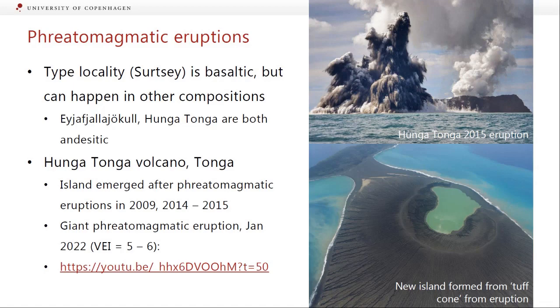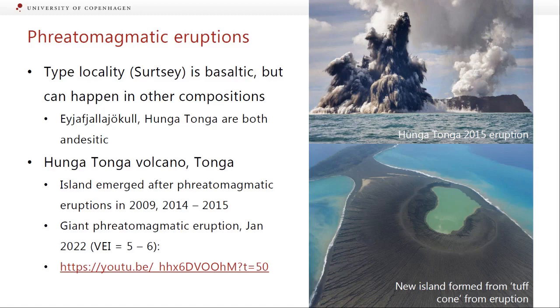Hunga Tonga is really cool because it went off this year. This island emerged in 2009, and there was another big phreatomagmatic eruption in 2014 to 2015. This is the 2015 eruption. You can see it's fairly explosive, and we have a big volcanic plume here and some kind of ash and gas column here. And what was left behind was a new island.